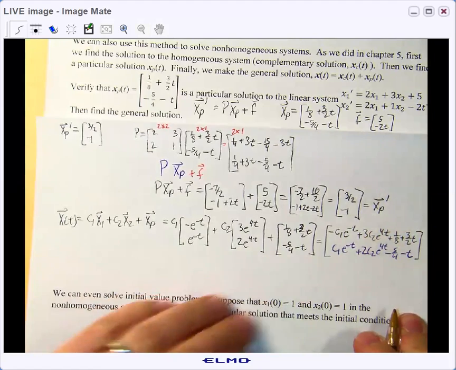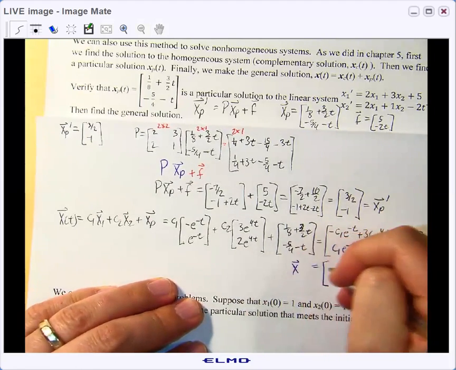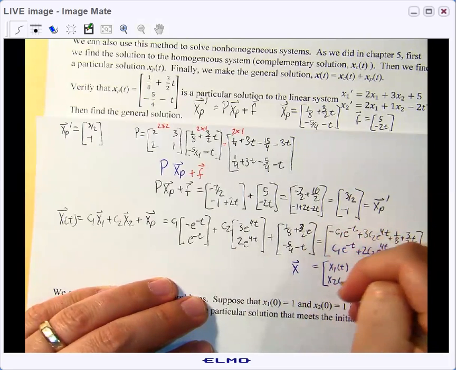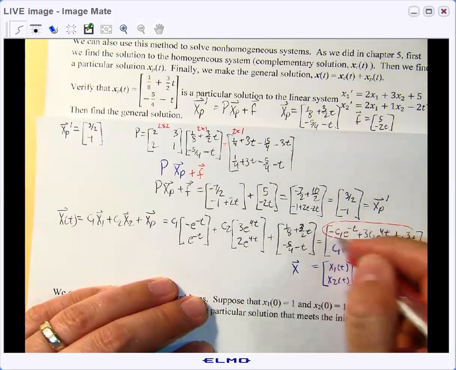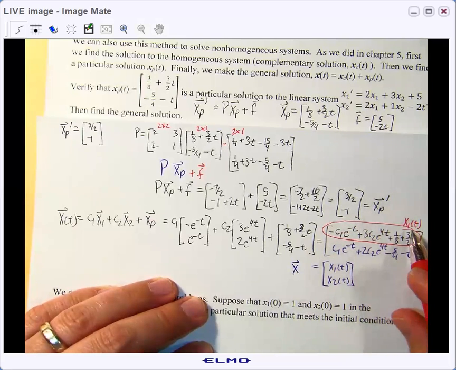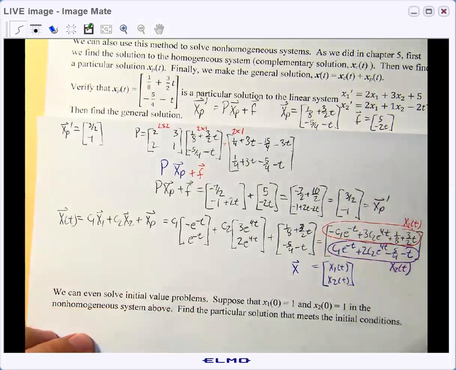Notice that the x vector would be the x1 of t and x2 of t functions. So this first component would be my x1 of t. Notice I didn't say vector. And this second component would be my x2 function of t, not a vector, because it's just a component. Okay. I know it's a challenge, but try to keep those straight.